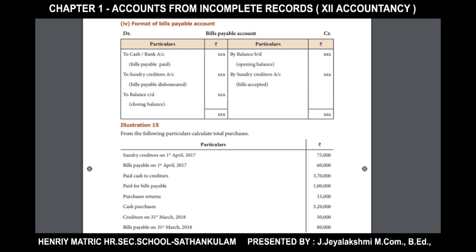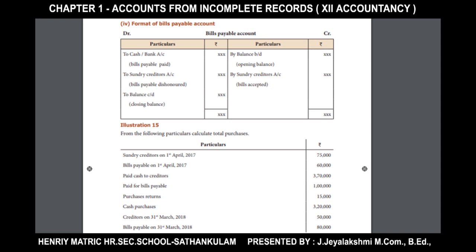Now, creditors on 31st March 2018, given 50,000. This is nothing but the closing balance of total creditors. Then we have to take bills payable on 31st March 2018. This is also the closing balance of bills payable, so we should take it on which side? Bills payable account, to balance carried down, 80,000. Now we can prepare the bills payable account.